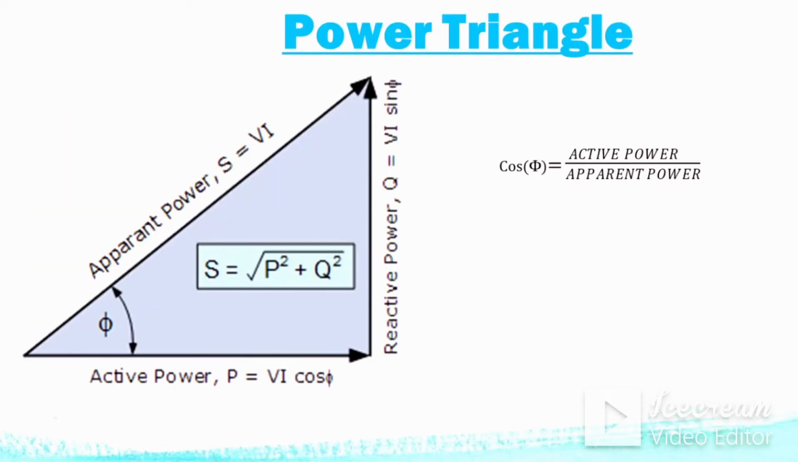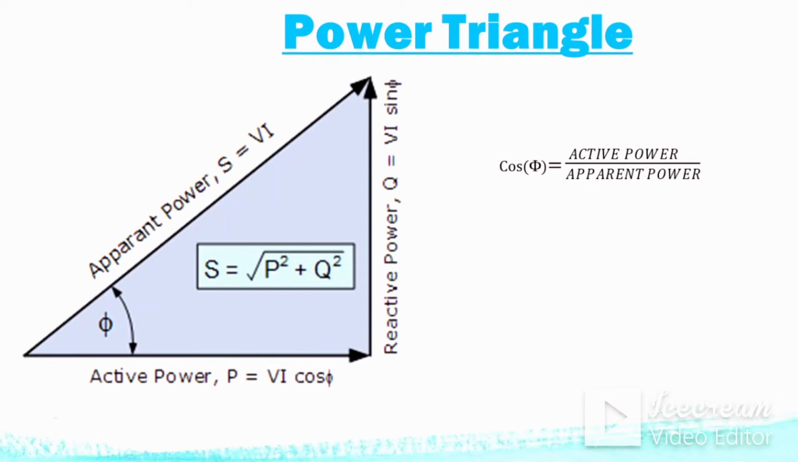Now let's see what we mean by the power triangle. The power triangle is basically the representation of a right angle triangle showing the relationship between the active power, reactive power and apparent power. When each component of the current, that is the active component I cos phi or the reactive component I sin phi, is multiplied by the voltage, a power triangle is obtained. I hope you might have studied this in second year and third year.